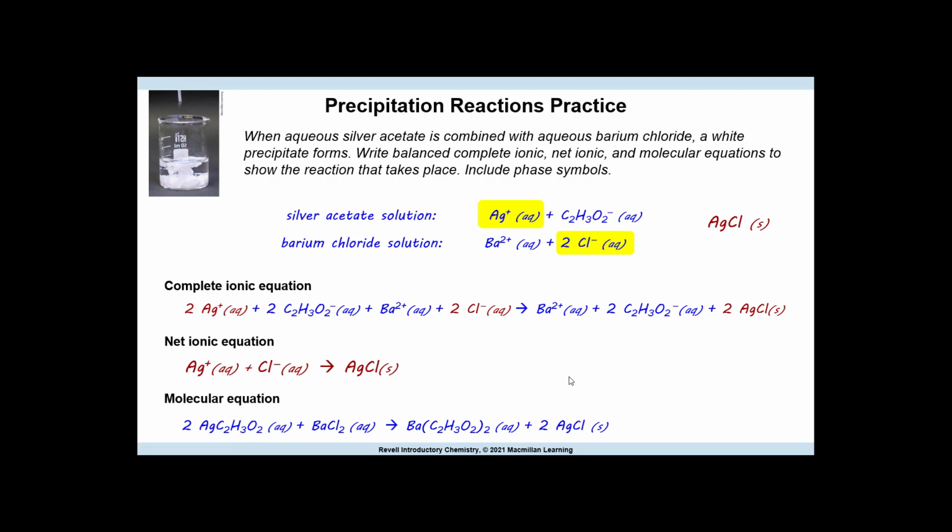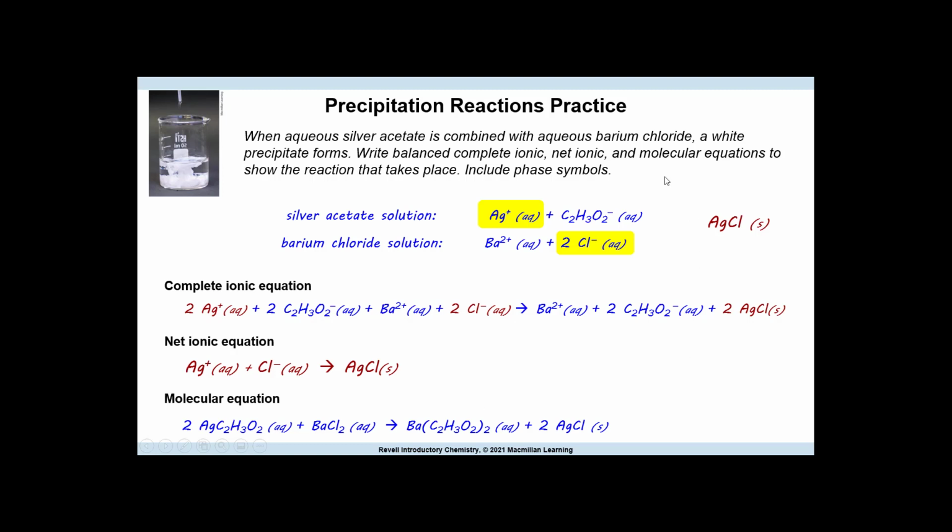Okay, so once you balance that, then you can break it down and do the complete ionic equation. And then what do you do to get the net ionic? It's quite simple. You simply remove the spectator ions. So here's a spectator ion because it's here, and here's a spectator ion because it's here. So what's in red would be the net ionic equation.